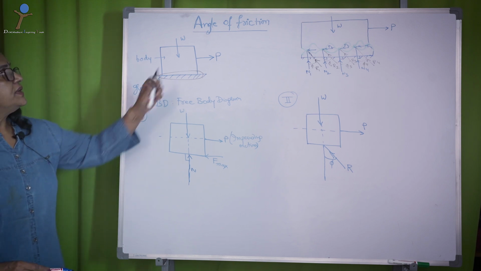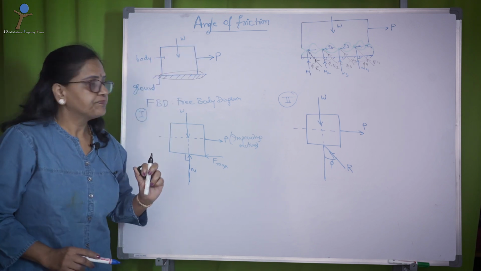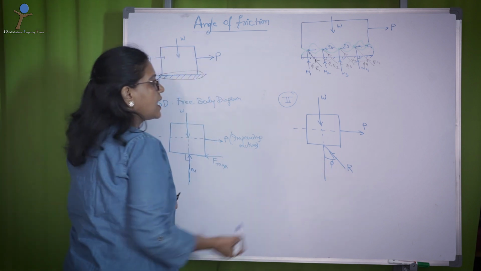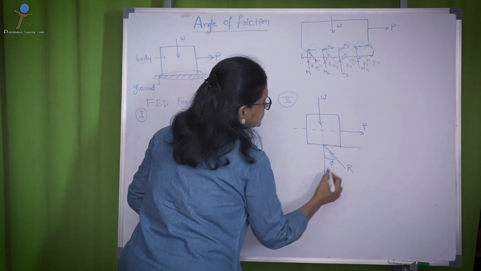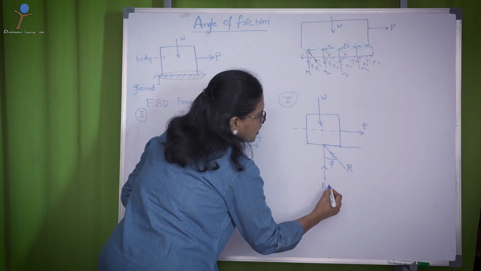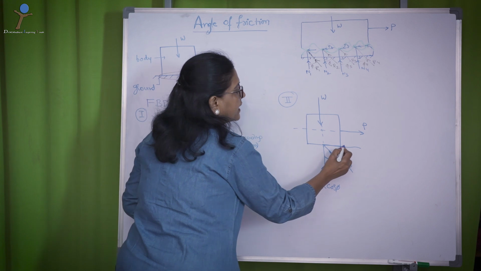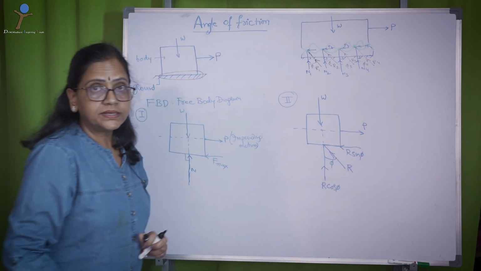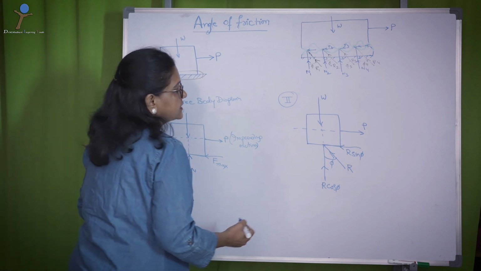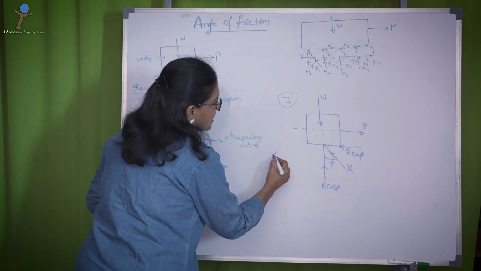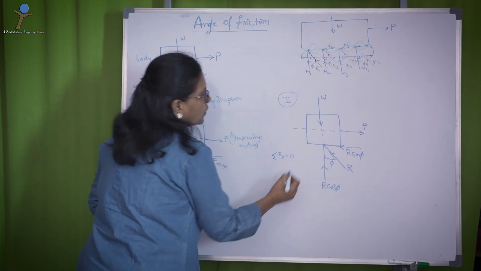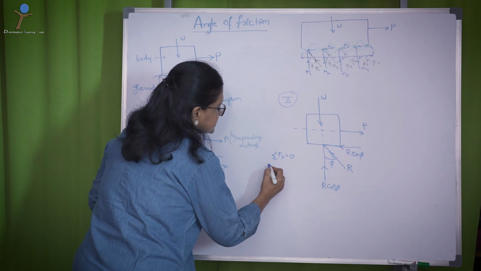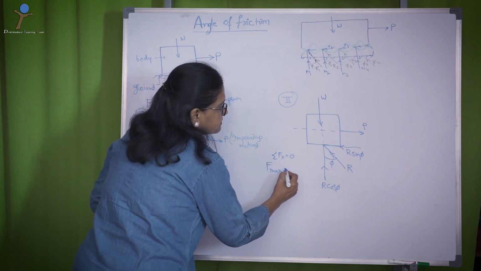Now, let us derive what is angle of friction. I can resolve this R into two components, which are R cos phi and R sin phi. Now, if I consider in the direction ΣFx equal to 0, then my F max is equal to R sin phi.